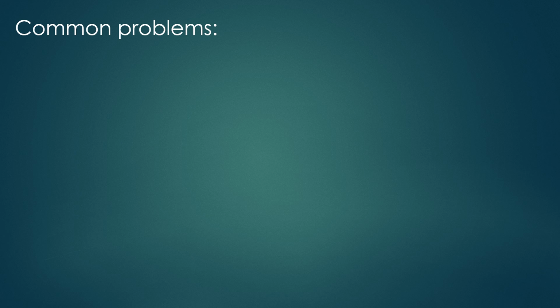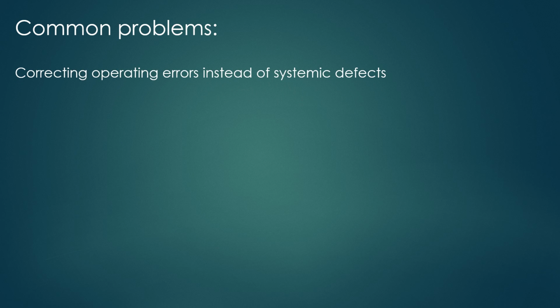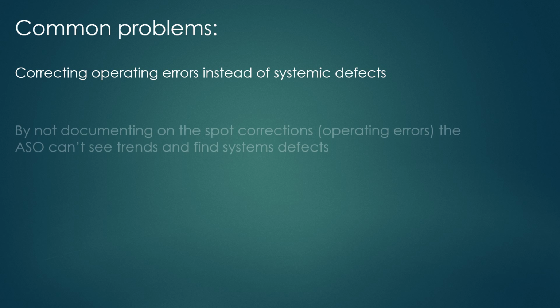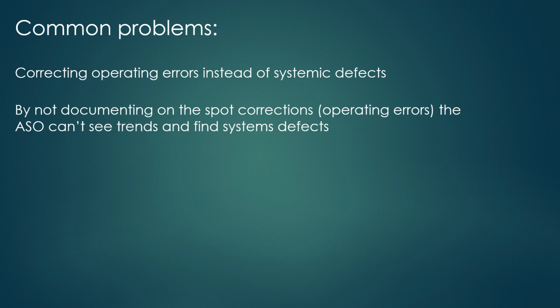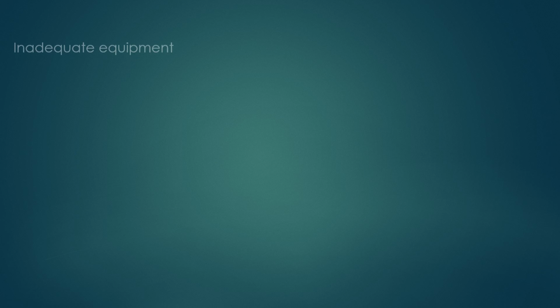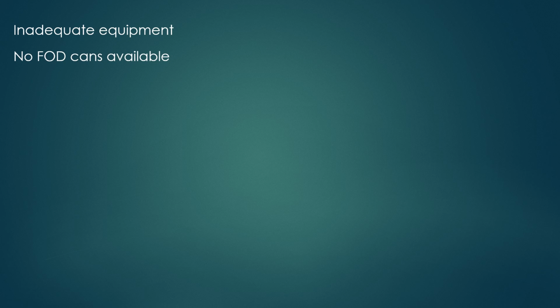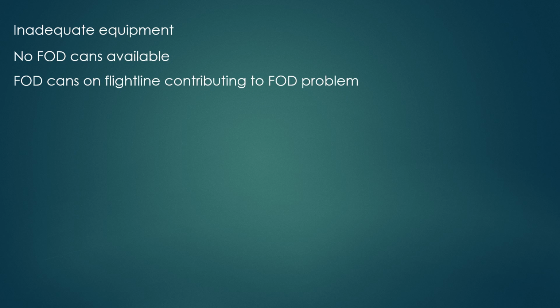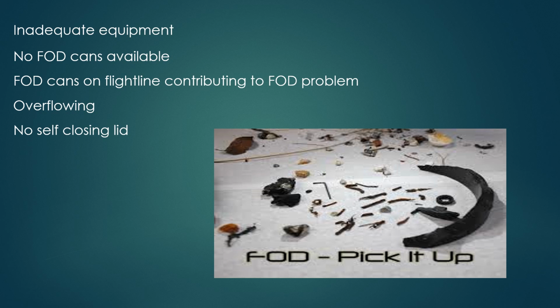Some of the common problems with FOD prevention are correcting operating errors instead of systemic defects. By not documenting on-the-spot corrections, the ASO can't see trends and find system defects. Inadequate supervision. Get everyone, especially the commander, involved. Inadequate equipment. No FOD cans available. FOD cans on the flight line contributing to the FOD problem. Overflowing FOD cans or trash cans on the flight line or in the hangar, and no self-closing lids. And remember, if you see FOD, you pick it up.